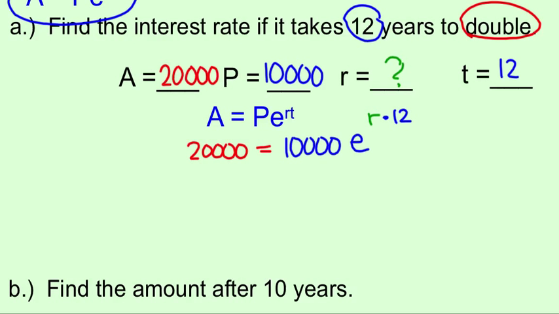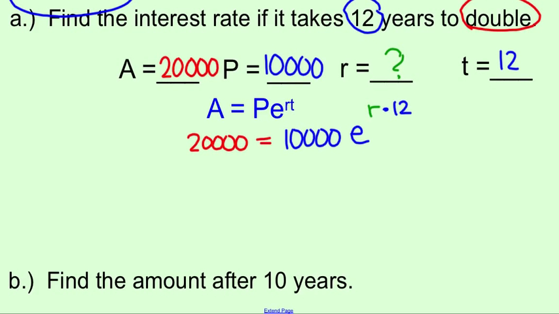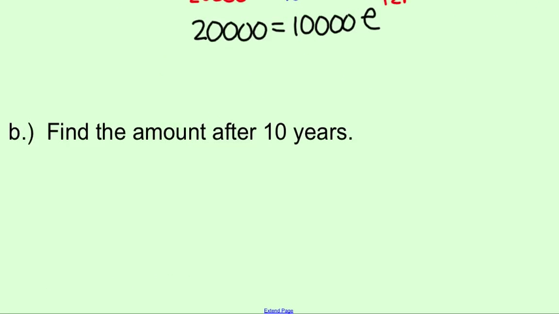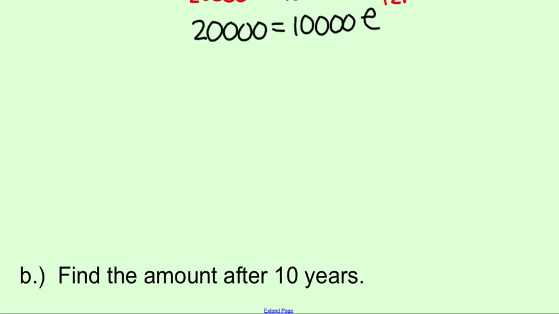So I'm going to first just multiply R and 12 together in that exponent. So leave everything else alone. So 20,000 equals 10,000 E, and now 12 and R multiplied together gives you 12R. And we want to solve this for R.